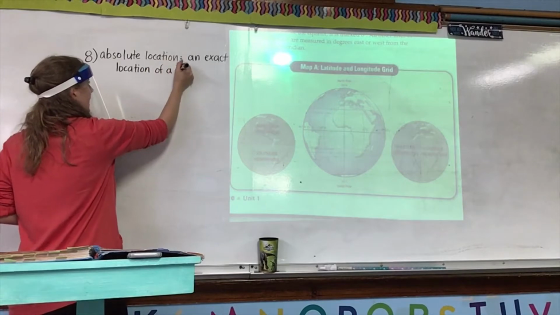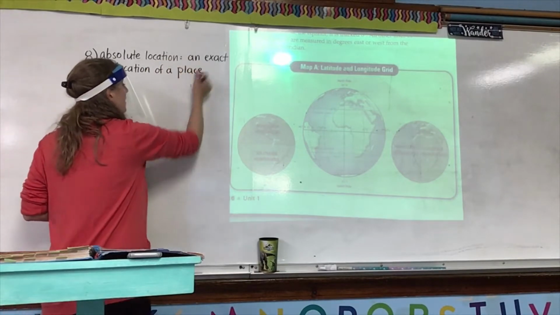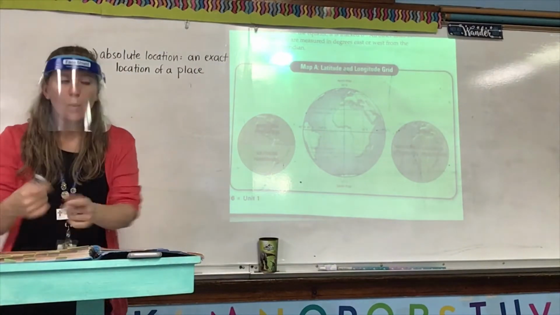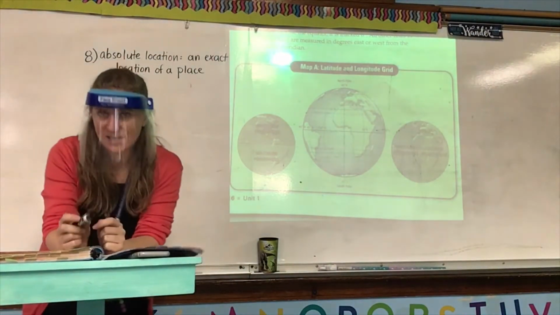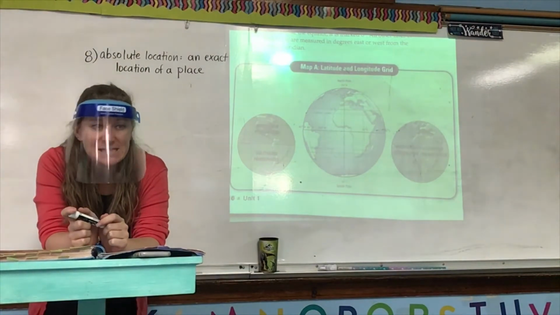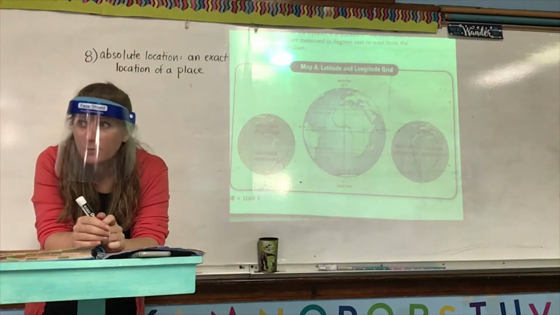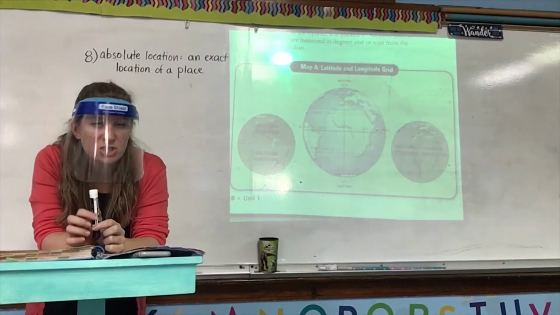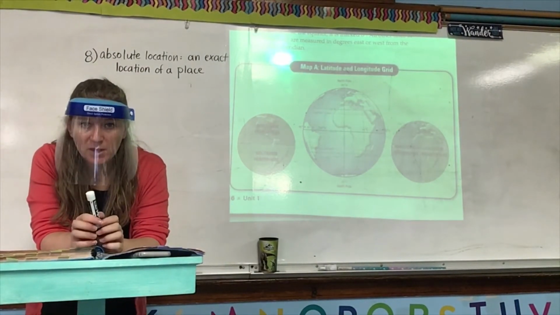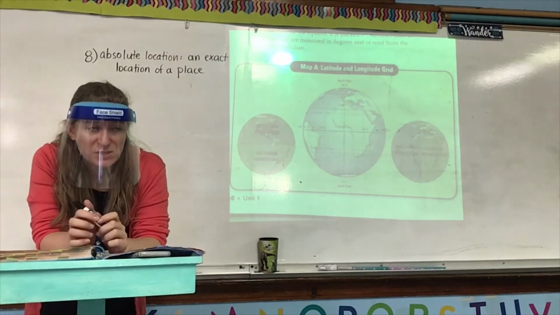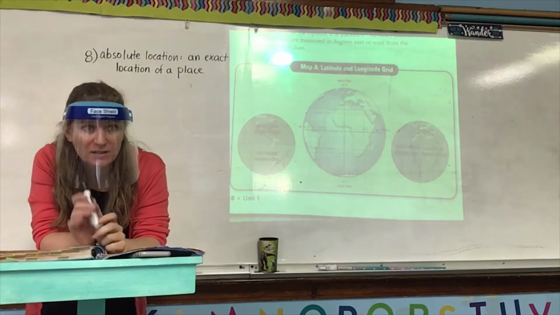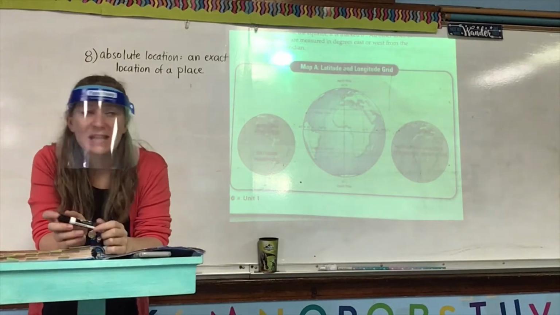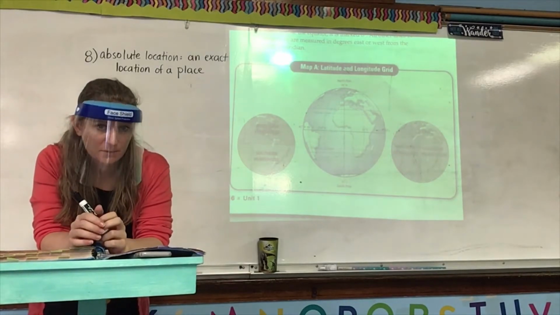So yesterday we learned about relative location. So we learned where things are. We learned how to say where things are based on other things like countries or continents or oceans or large bodies of water. Well, today we're learning about absolute location, which is exactly the location of different places. To do that, we use latitude and longitude.